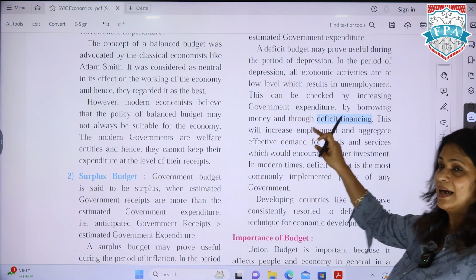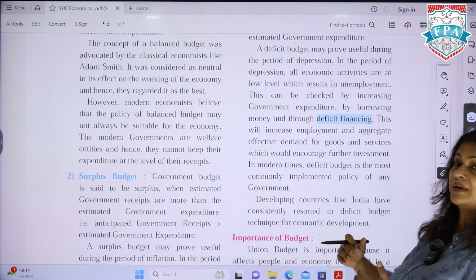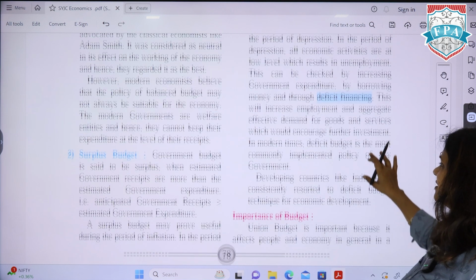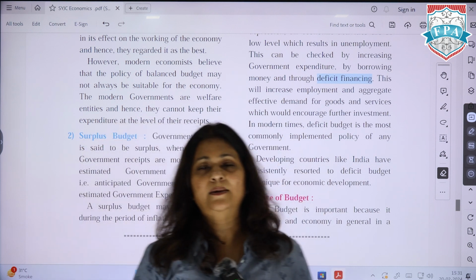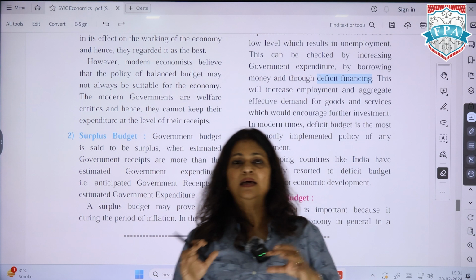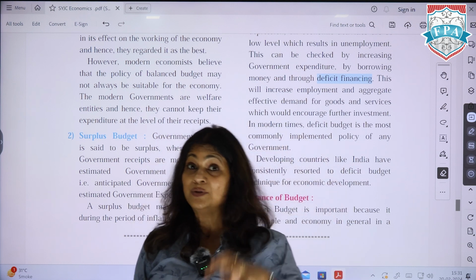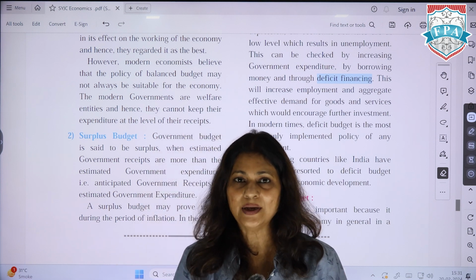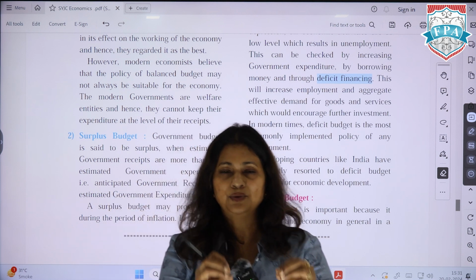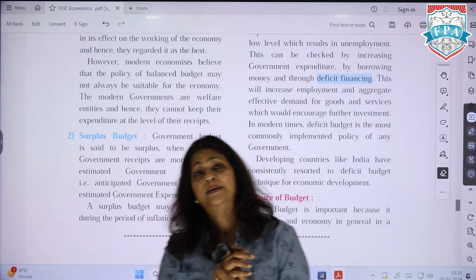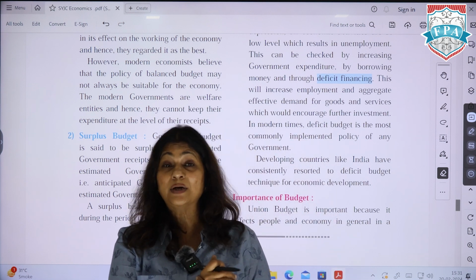So government is doing what? In the times of depression, it is trying to increase employment or it is trying to increase the effective demand of goods and services and ultimately trying to improve the condition which is existing in the market. So deficit budget is a good budget at the time of depression. How does government, how is it good? Because जब एक्टिविटी लेवल लो है, गवर्नमेंट उस एक्टिविटी लेवल को बूस्ट करने की कोशिश करती है बाय बोरोइंग मनी और यू कैन से डूइंग मोर एक्सपेंडिचर एंड increasing the employment level.